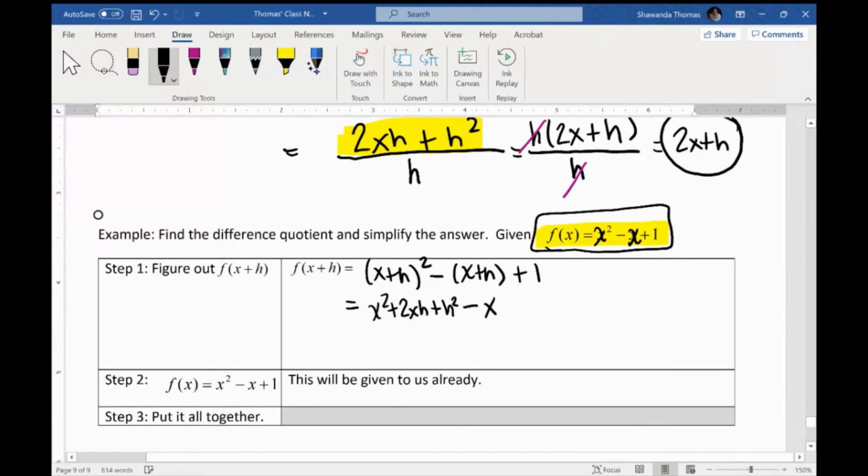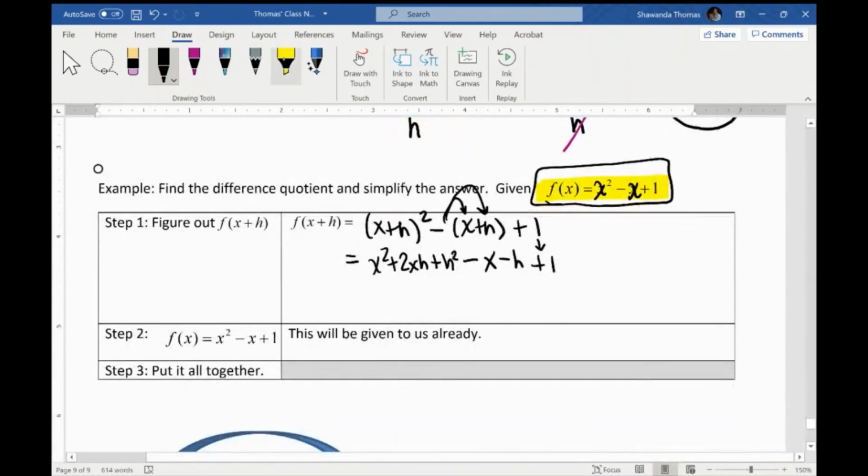Next, after minus x, what do we have? Minus h. Very good, because we're distributing the negative here. Then I'm going to rewrite the plus 1 here. All right, very good. We're finished with the f of x plus h part.